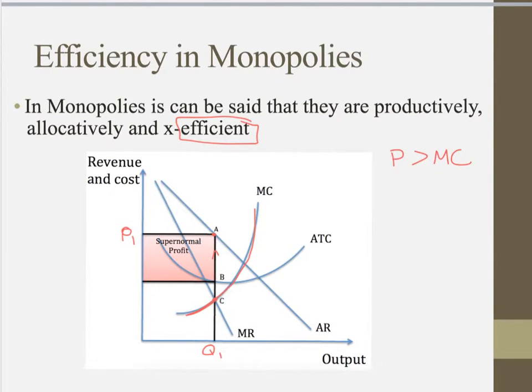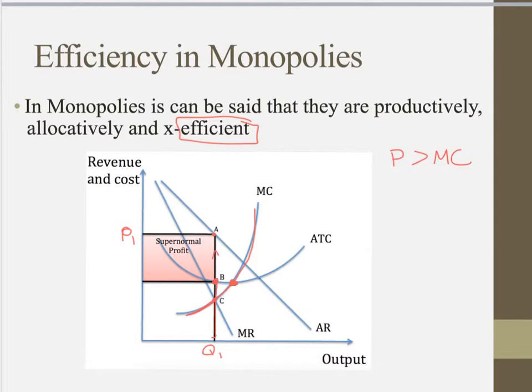Firms are also productively inefficient because, as you can see from the diagram, we're producing at this quantity here, Q1. So you're actually producing at this point B on the average total cost curve. And as we can see, that's not the lowest point on the average cost curve, because where marginal cost crosses the average total cost curve, that's the lowest point. So they're productively inefficient as well.